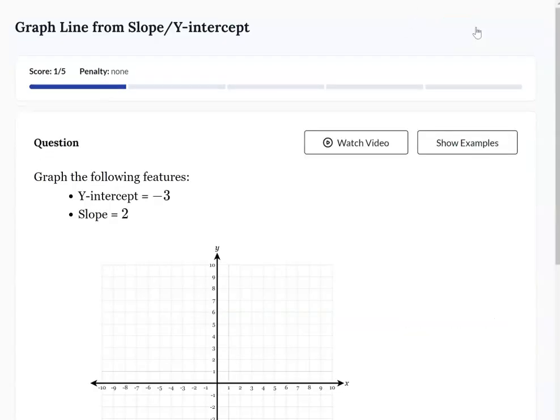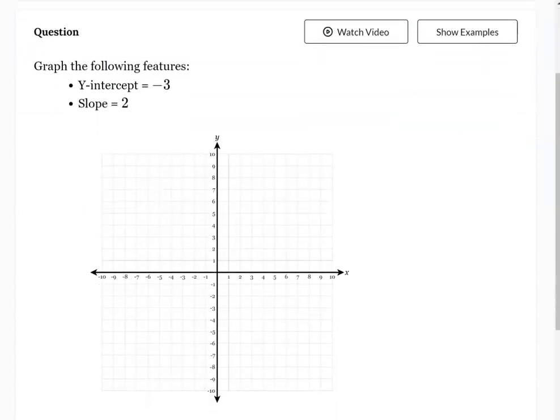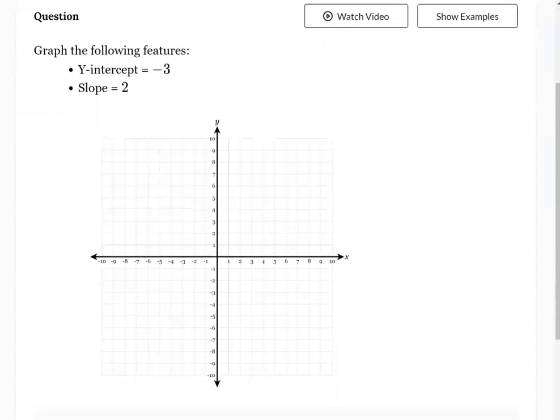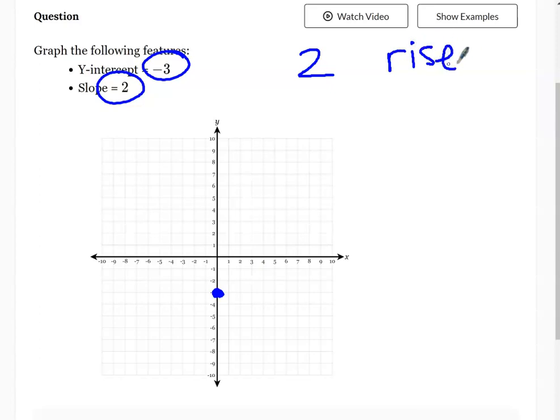Again, the first thing you do is always graph the y-intercept. Now in this case, our y-intercept is -3. So that means we're going to plot a point at -3. Now our slope this time is a whole number. But slope must have 2 directions. So if you don't have a denominator, you fill it in with an invisible 1. +2 means up, +1 means right.